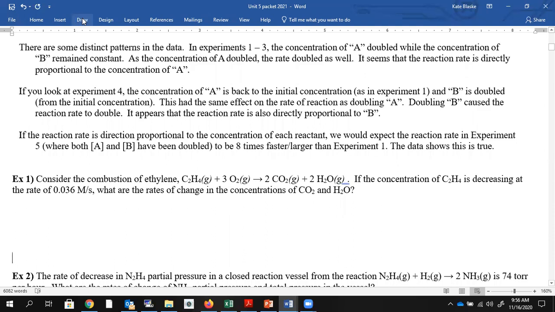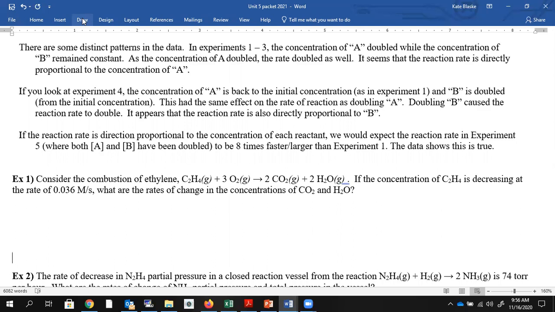And so if my ethylene, my C2H4, is decreasing at a rate of 0.036 molar per second, that means my products are going to be increasing. And they're going to be affected based on their coefficients, based on those molar coefficients. So carbon dioxide is twice the moles of C2H4 based on its coefficient. So its rate is also going to be twice.